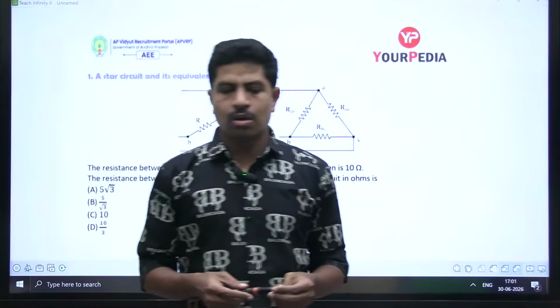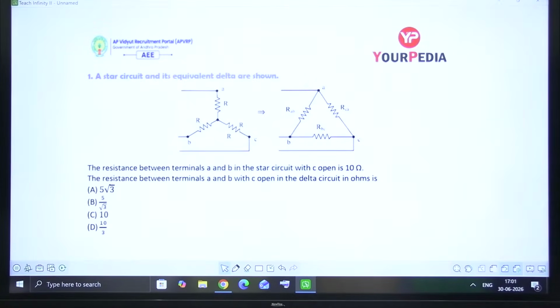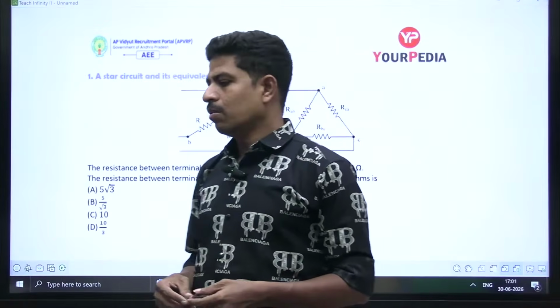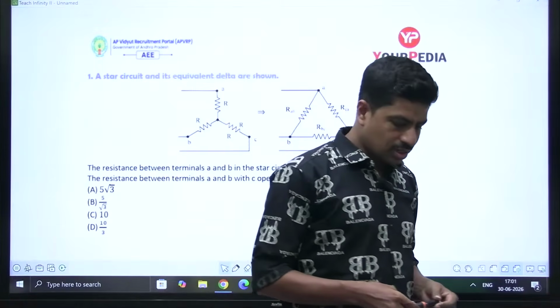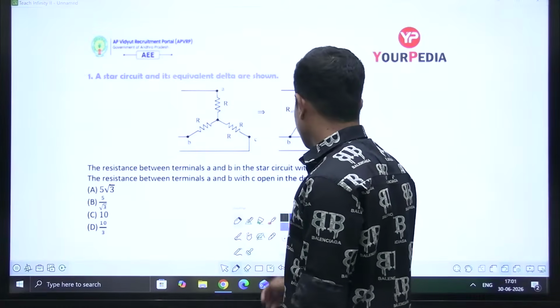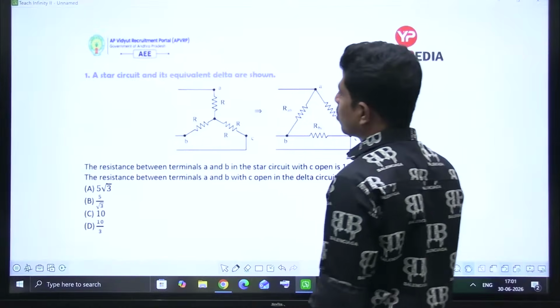Okay, we are going to solve network analysis previous year questions, all the questions from the AP AEE paper. In every question we are going to learn the concept also. It is not just solving the question, we are going to learn the concept from the question. That is the main motto of this session.